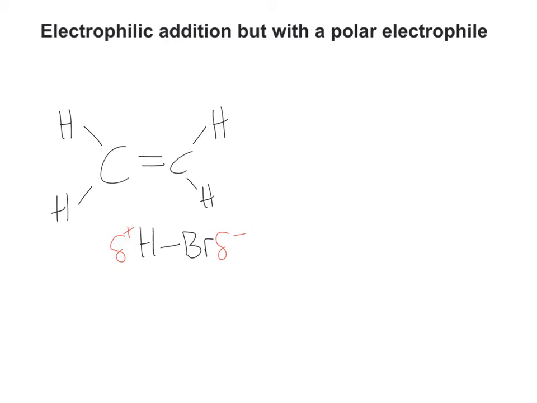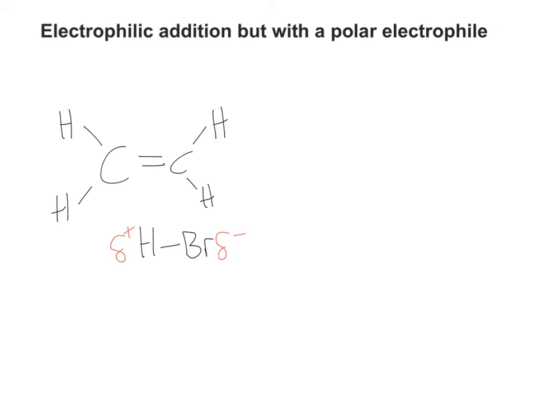So this time let's look at it with a polar electrophile. In other words, an electrophile that already has a polar bond. Remember the bromine, although I didn't mention it in this particular clip, bromine is non-polar in the previous slide. That has to be polarized by the proximity of the electron density within the carbon-carbon double bond.